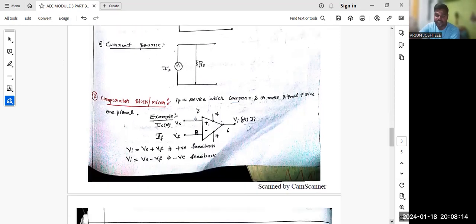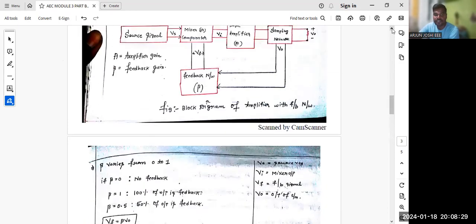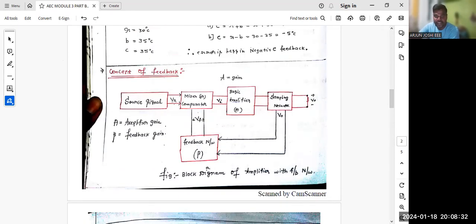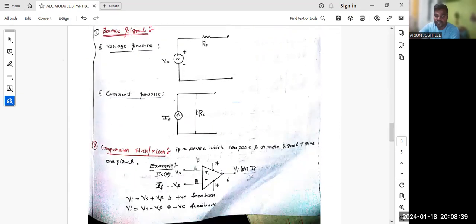Now let's move on to the second block, which is the comparator. Comparator and mixer are the same. The comparator or mixer block is a device which compares two or more signals. Here we are going to give two signals. What are the two signals? Vf and Vs, the feedback signal and the Vs signal. Now the comparator is going to compare these two signals, Vf and Vs.